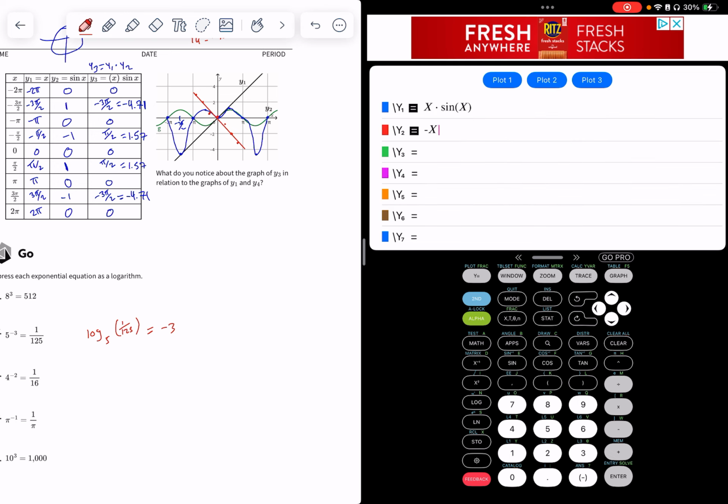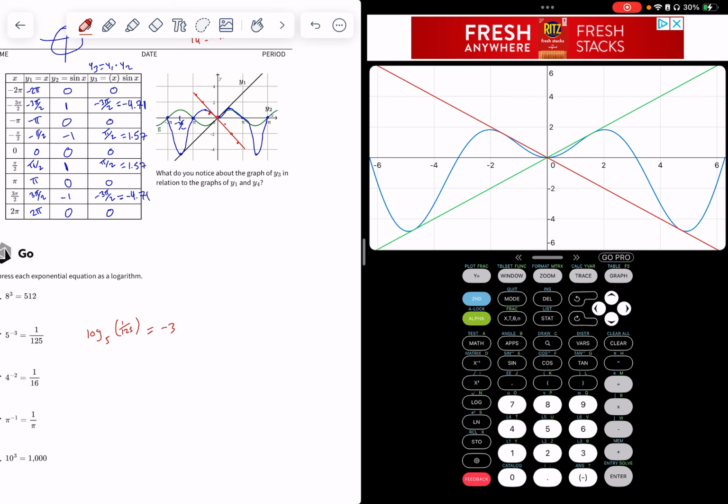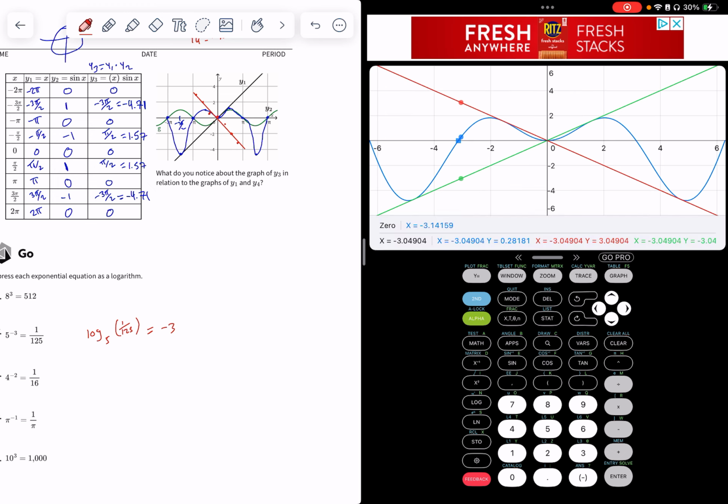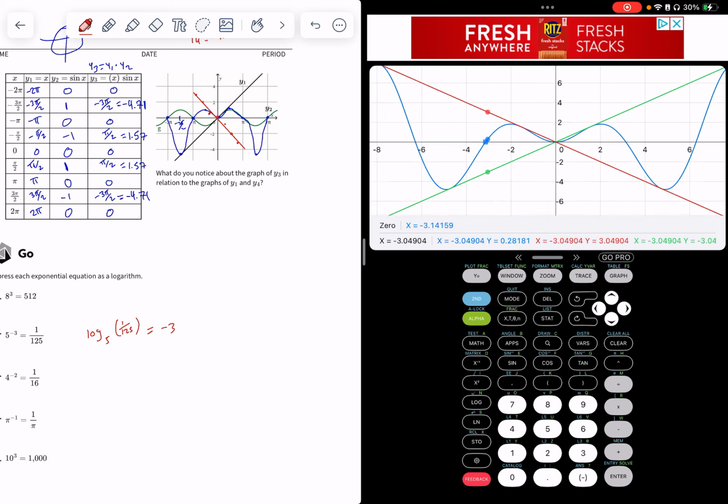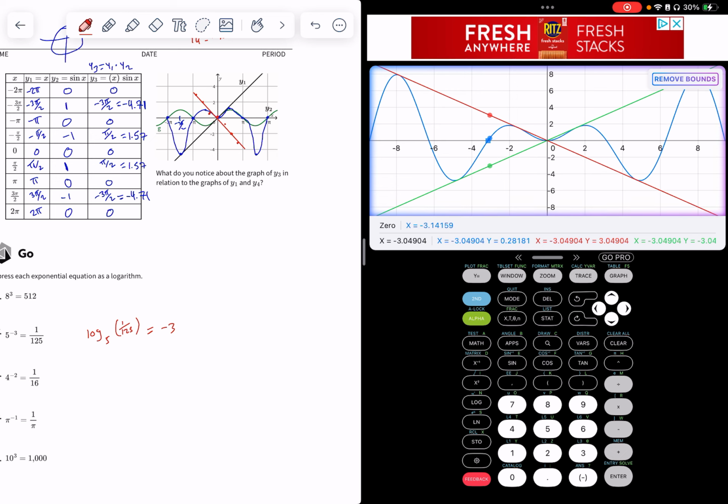So let's also graph y1. So this is just x. So what do we see there? So y3 is this blue one here. What do you see just from this perspective? Maybe we can zoom out. If we zoom out, what do we see?